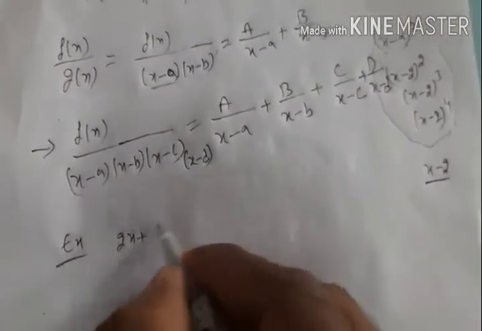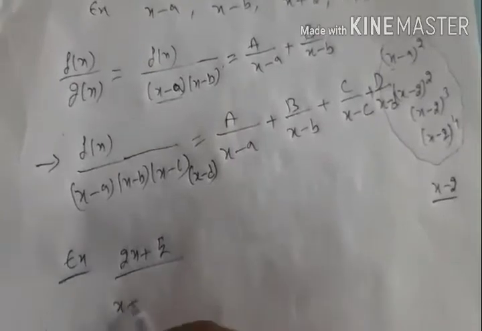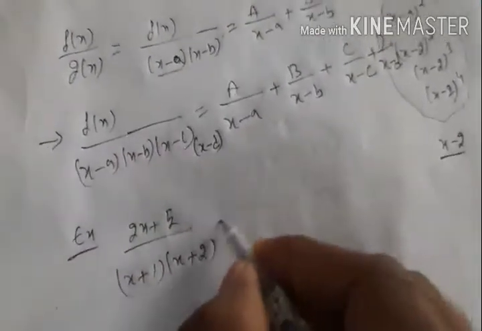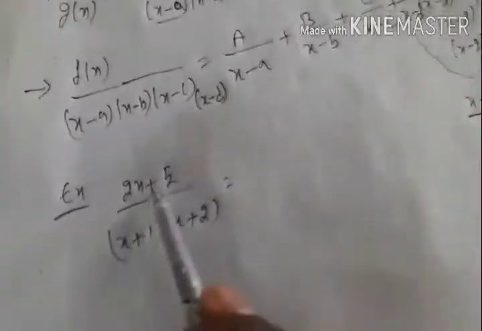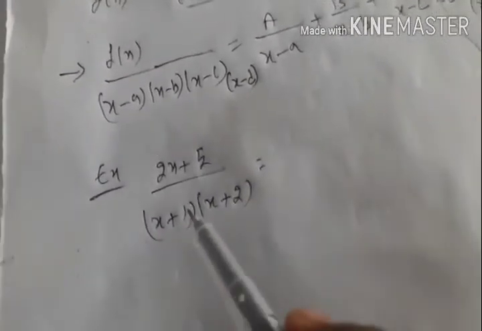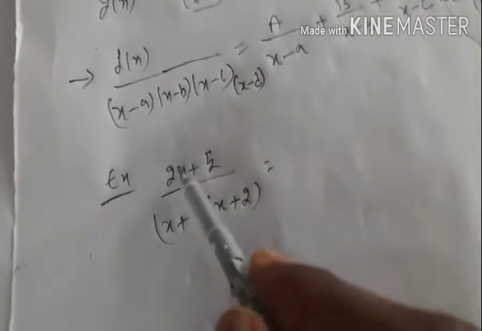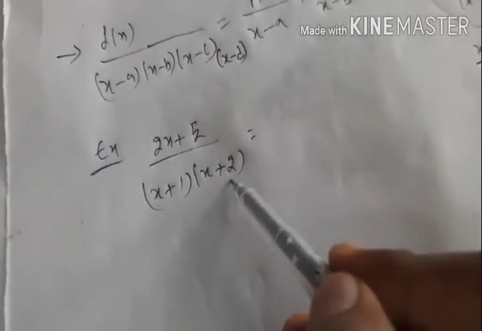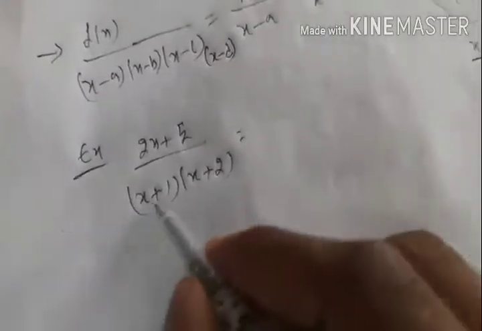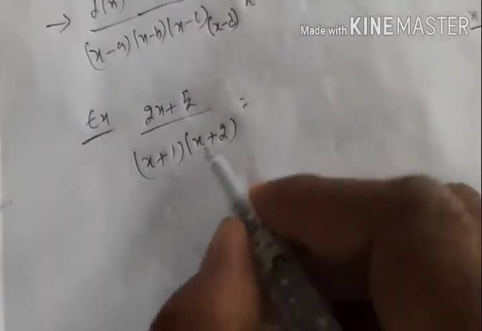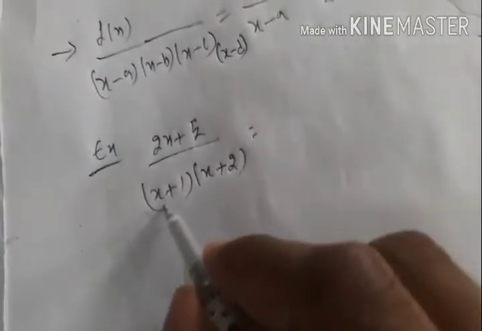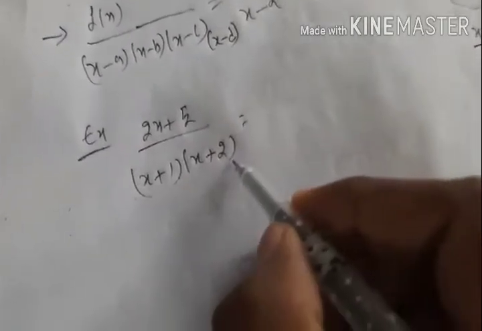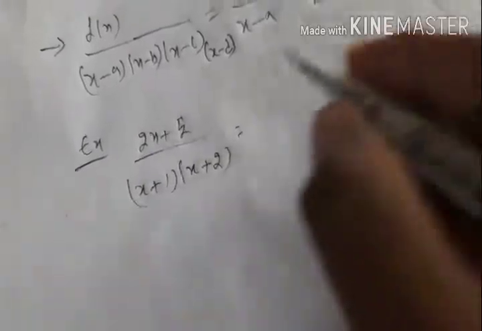2x plus 5 by x plus 1 into x plus 2. It is a proper fraction. Why? The order of the polynomial f of x is 1 and the order of g of x is 2. It is a proper fraction and g of x has non-repeated linear factors. That means x plus 1 is a non-repeated linear factor and x plus 2 is also a non-repeated linear factor.